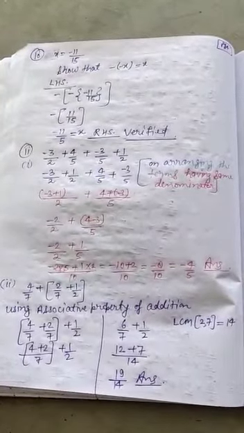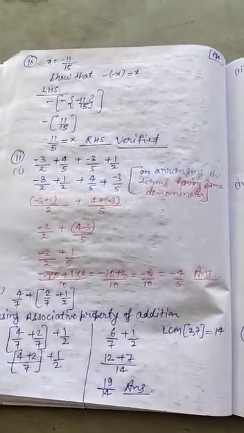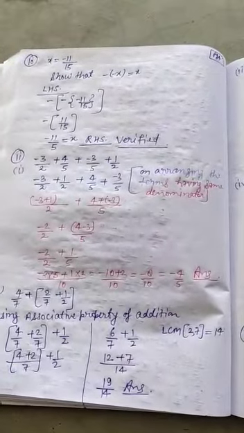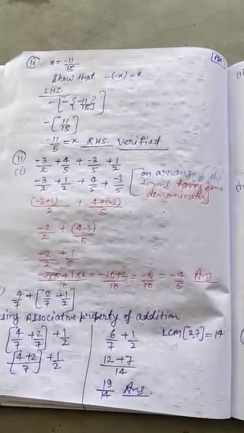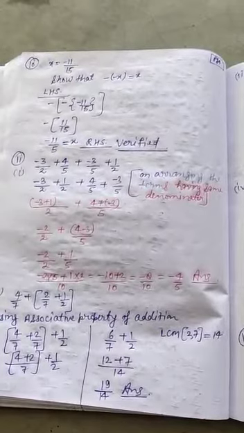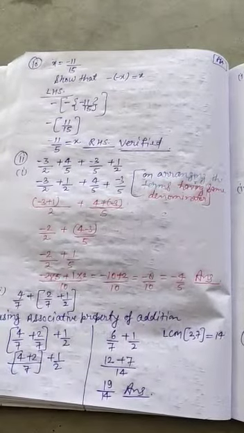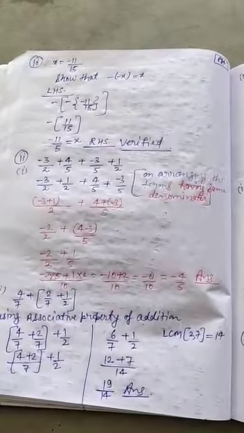In the 10th question, you will see show that minus times minus x equals to x. When we are replacing minus and minus, finally we are replacing x equals to minus 11 upon 15. The starting two signs will become positive. Finally we will get minus 11 upon 15.